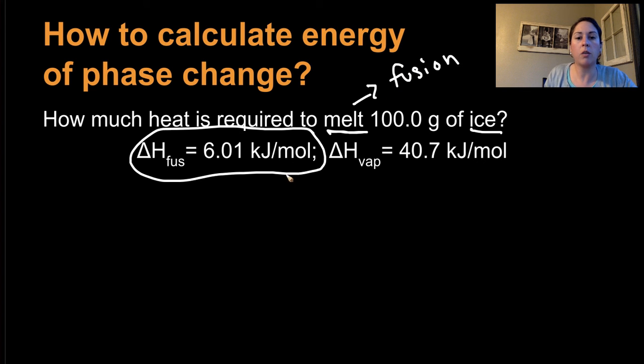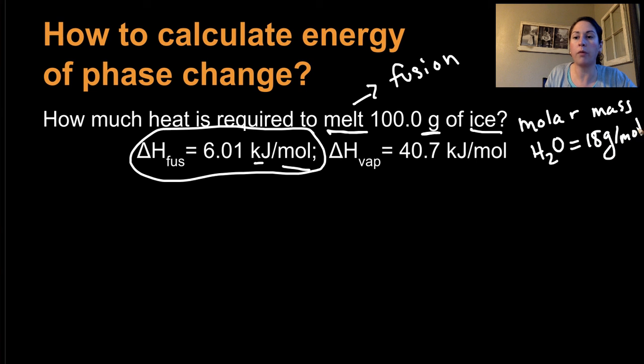Okay. And so this is the value that we're going to use. Now we are in grams, and you see that this conversion is in kilojoules per mole. So the first thing we have to do is figure out our molar mass of water. Okay, so molar mass of H2O, and if you remember before, there's two H's, one each, plus 16 for oxygen, so we get 18 grams per mole.